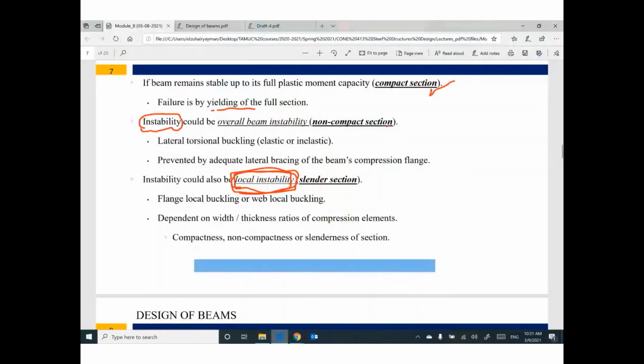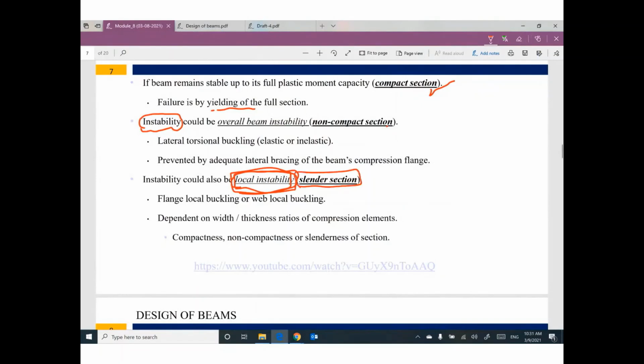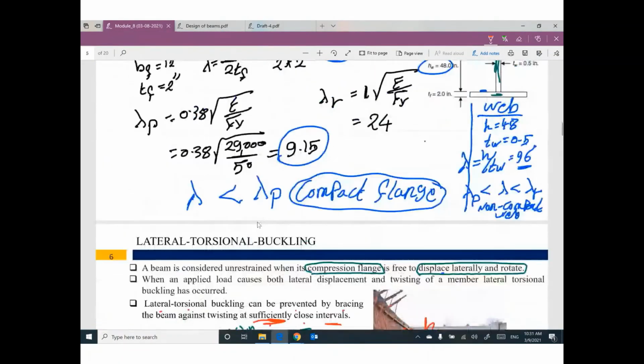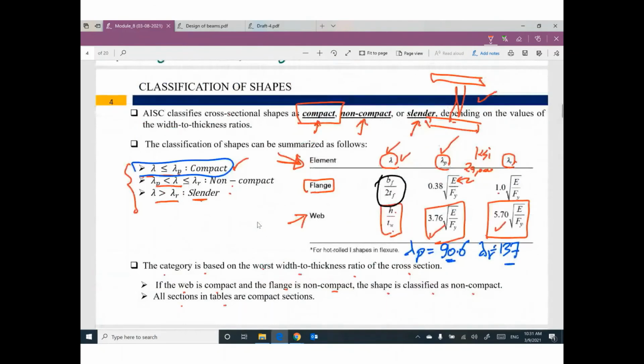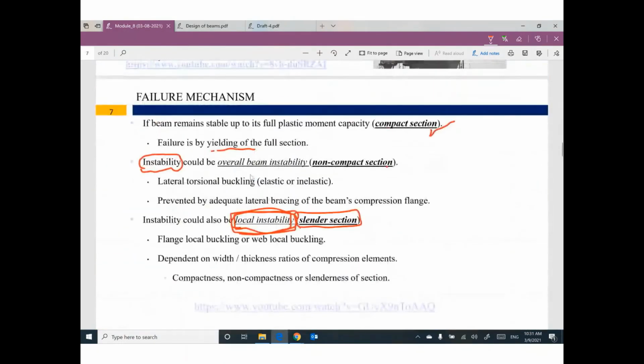This happens if you have a slender cross section. This is the reason I told you we like your cross section to be compact. We don't like it to be slender. In between, non-compact, we like and dislike. So in a compact section, the whole cross section is working and the failure will be due to yielding of the material. But if you have a non-compact or slender section, you have to expect instability.